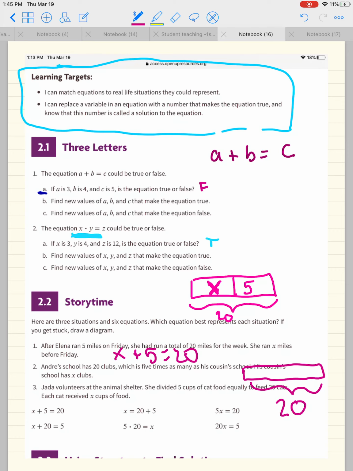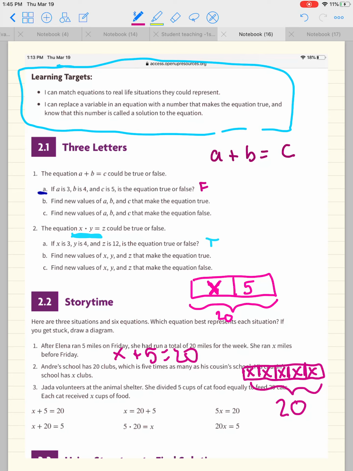And his cousin has x clubs. So I know that 20 is 5 times the amount of his cousin's school. So within our total of 20, I'm going to go ahead and split it up into 5 parts. And I know that each part is worth x. Whatever number his cousin's school has, how many clubs it has, it is 1 part out of 5, or 1/5 of 20.